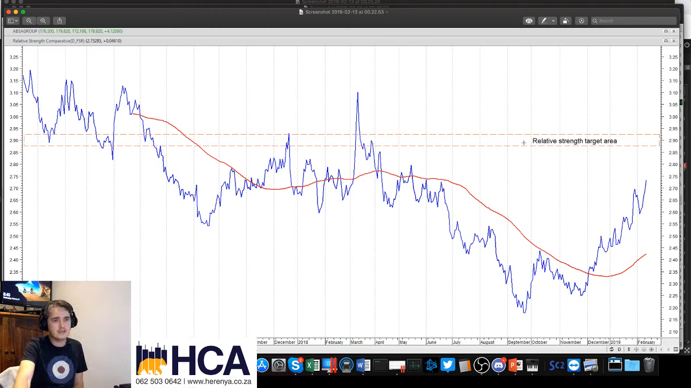So if we get a correction into the historic range of this relationship, which is around 3 times ABSA over Firstrand, then we're going to come into this target area at first, and then probably overextend it and go back up to this 3.2 level. 3.2, 3.1 in that area wouldn't be too surprising. So it's interesting to see how this relationship between these two stocks is going.